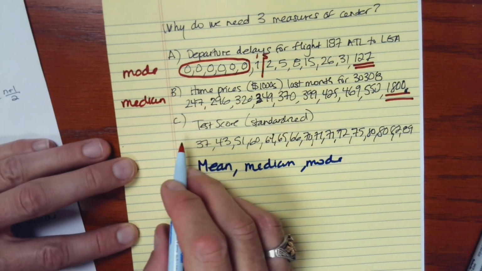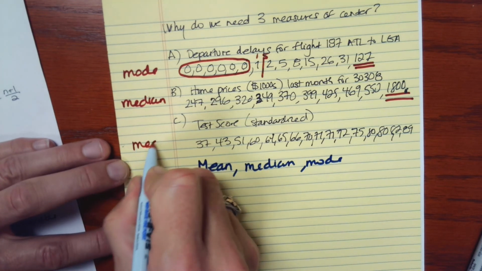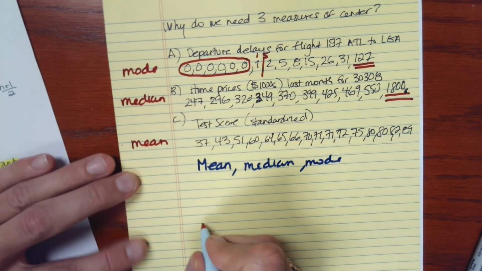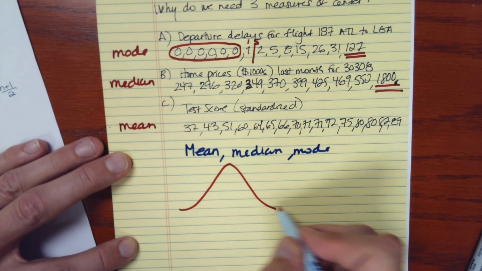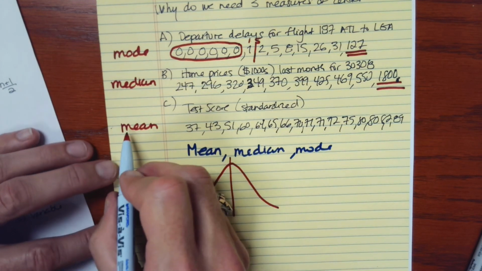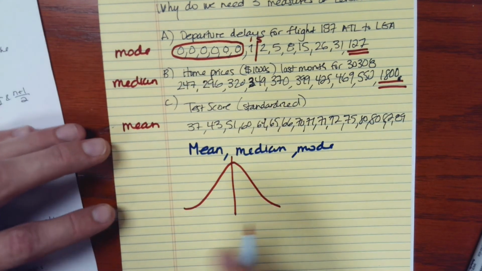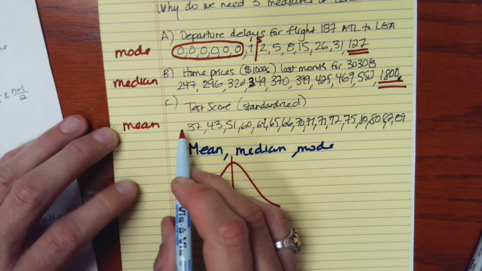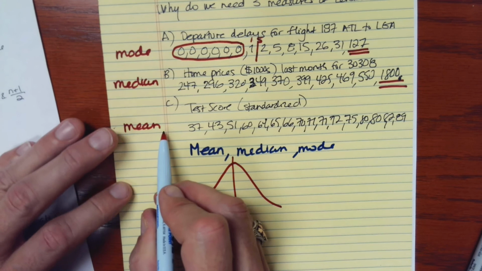And then for these standardized test scores, this might be a case where I would use the mean. Usually standardized test scores have a bell-shaped distribution, and so the mean is a nice summary of something that is standardized like that. There aren't any extreme values, and we don't have a lot of repetitions here, so this might be a good place to use the mean.